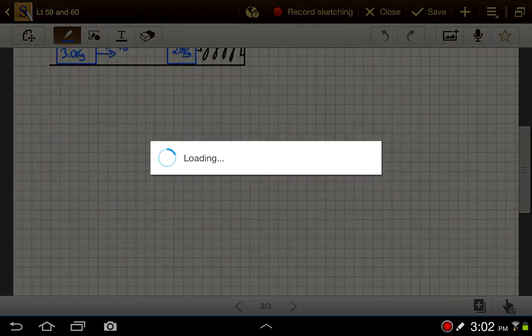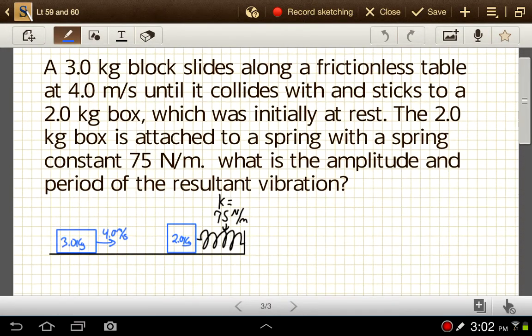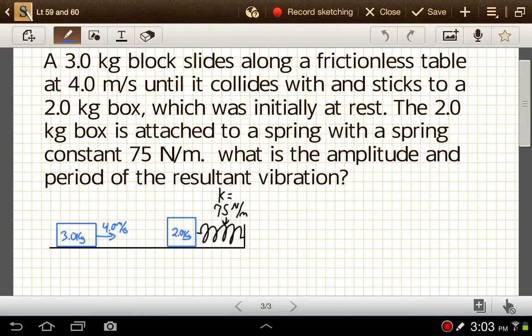For our horizontal problem, one thing they really like to do on these AP tests is combine multiple concepts onto a single problem. So here we're going to have a collision taking place before our object starts to oscillate. So whenever we have a collision, we know right away we need to go to conservation of momentum on this. So once we have that conservation of momentum, we can start looking at the spring and the oscillations that are caused by this.